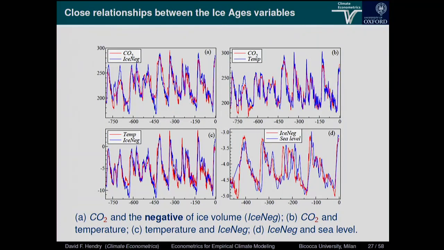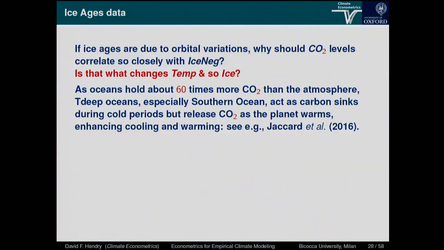Now, one of the things that's confused this literature are the hugely high correlations between CO2 and ice. And since ice and CO2 are inversely related, I've taken the negative of ice, and that's in the top left diagram, and you can see they're incredibly highly correlated, which would be very odd if CO2 is not the cause of an ice age. Anyway, we'll come back to that. Then we've got CO2 and temperature in the top right, temperature and the negative of ice, and then sea level and the negative of ice. They're all very highly correlated.